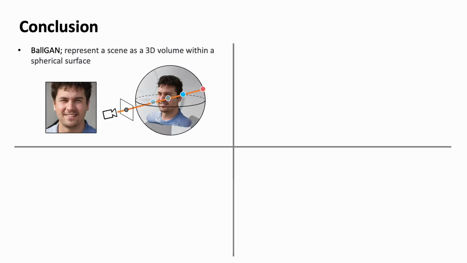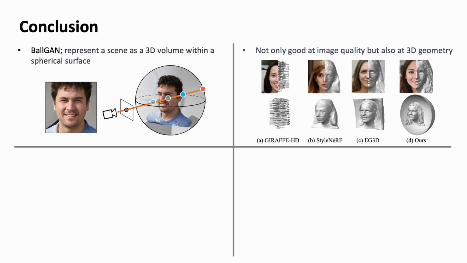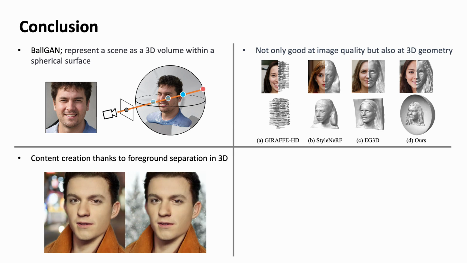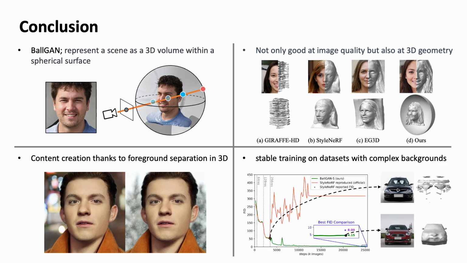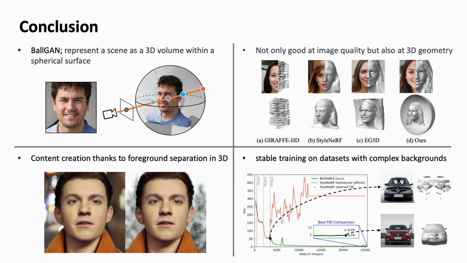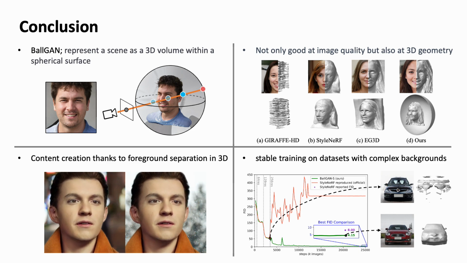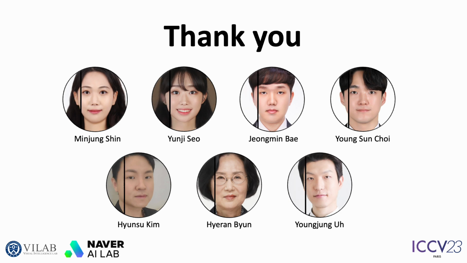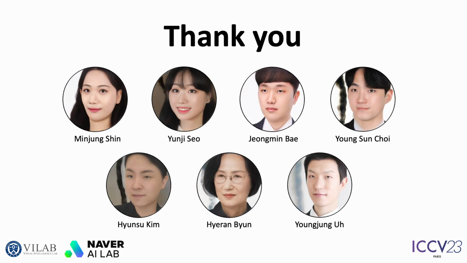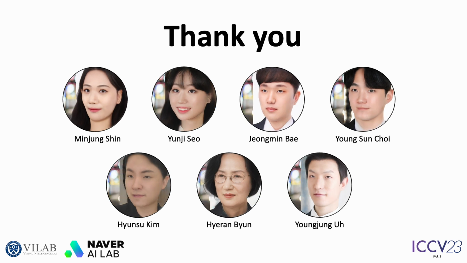In summary, BallGAN represents the scene with a 3D foreground and a 2D spherical background. Our model improves not only image quality but also 3D geometry. Thanks to the ability to separate the foreground, BallGAN can be used for content creation and improve training stability on datasets with complex backgrounds. Finally, we show the 3D foreground of the author obtained by BallGAN.